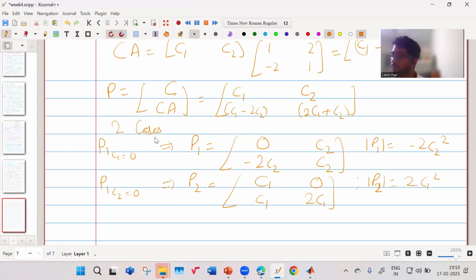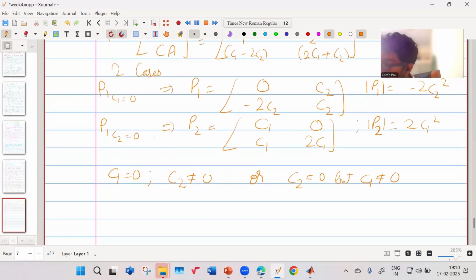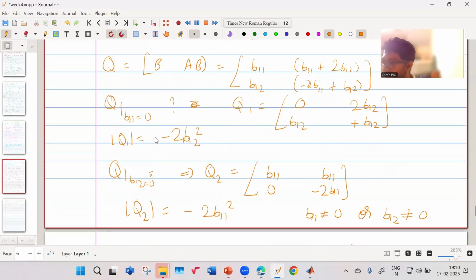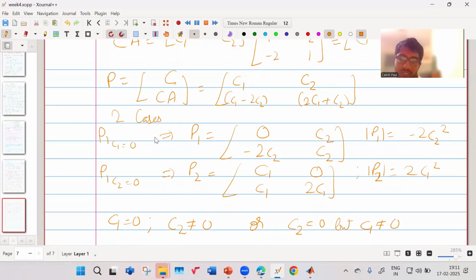So what it means is I can have C1 equal to 0, but my C2 should not be equal to 0. Or I can have C2 equal to 0, but my C1 should not be equal to 0. So for observability, either C1 should not be equal to 0 or C2 should not be equal to 0. Okay, so this is the case. Right? So are there any doubts in this?